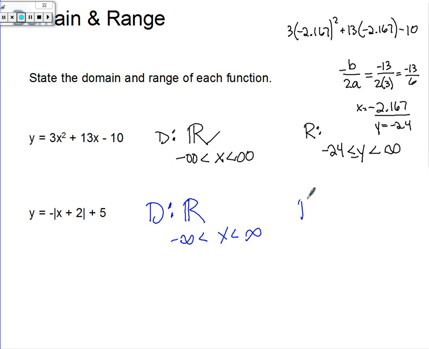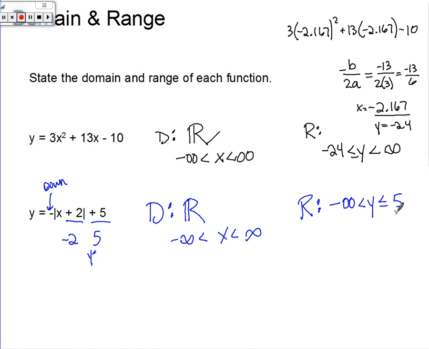Now this absolute value is written in graphing form, so I can see the vertex here. My vertex is negative 2, 5. And this tells me that it goes down. So the y value of 5 is as high as it goes. So it's going to go from negative infinity to y equal to 5.